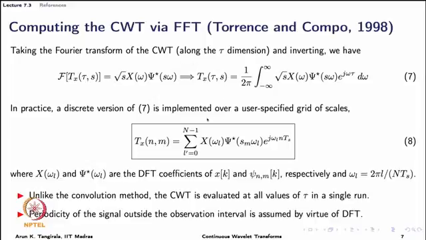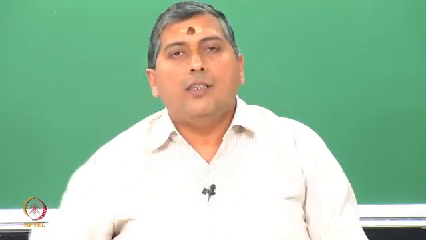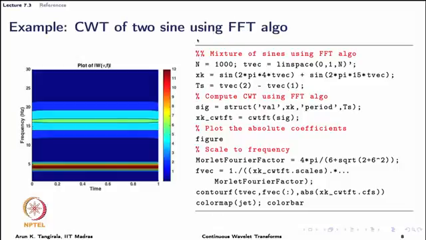The second point is that this algorithm assumes the signal to be periodic outside the observation interval. Why? Because I am using the DFT, and the DFT assumes the underlying signal which I have not observed, the infinitely long signal, to be periodic with the same period as the observation interval. Therefore, whenever you are using this algorithm for computing CWT, you have to watch out for border effects as well, where it is assuming that the signal repeats itself. So, let me show you a couple of examples. Again, we take the same 2 sine signal, but now I implement the FFT algorithm.